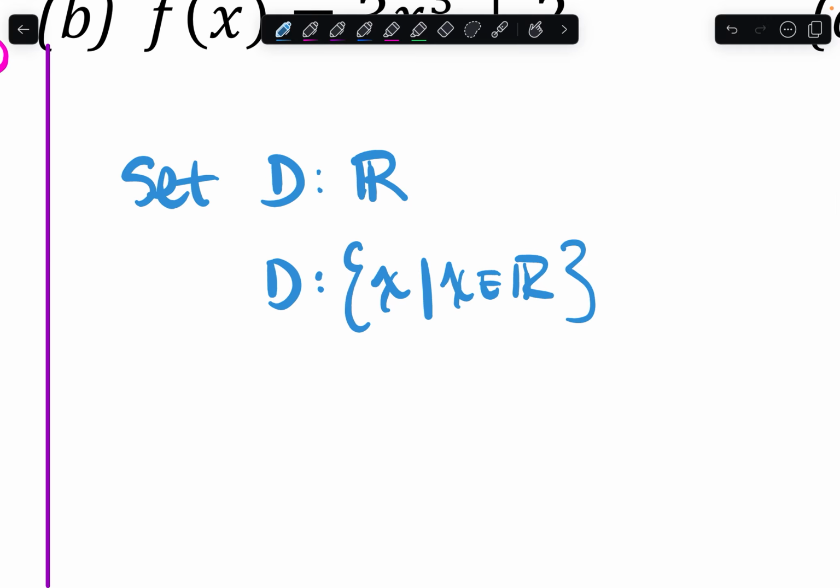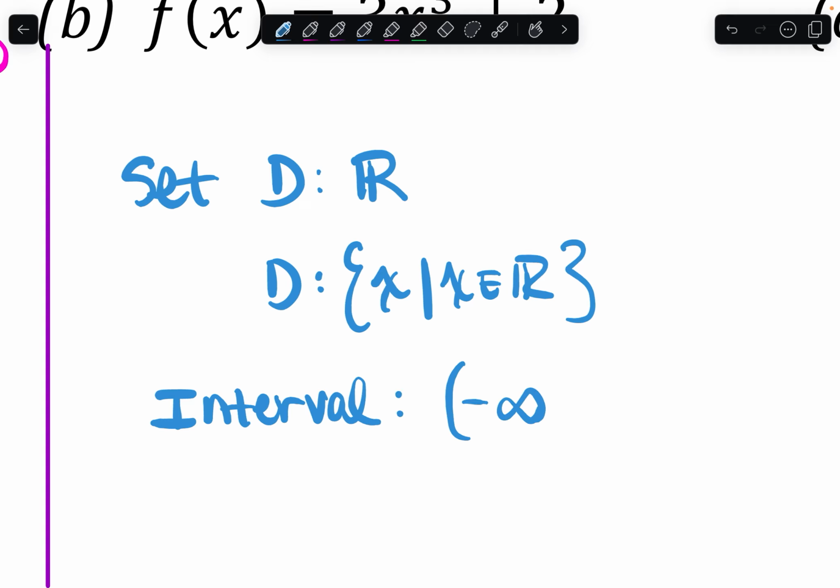For interval, the interval for all real numbers means there's no restriction. So we start at negative infinity. We never include the symbols, so parentheses, and we just continue to positive infinity, also with a parenthesis. Make sure your negative infinity is on the left side.